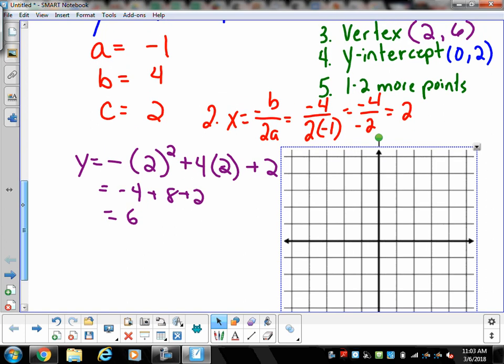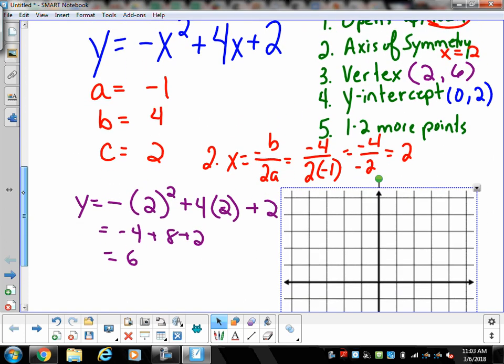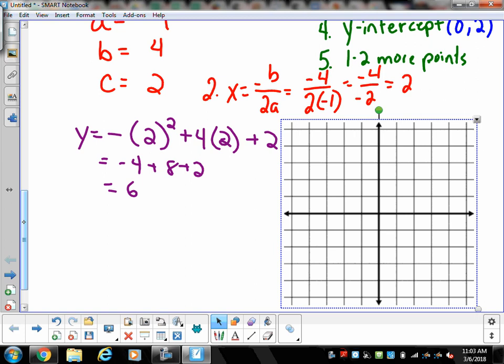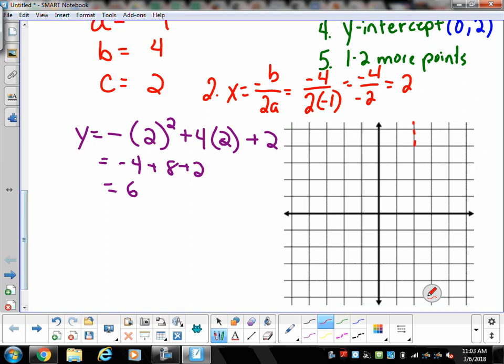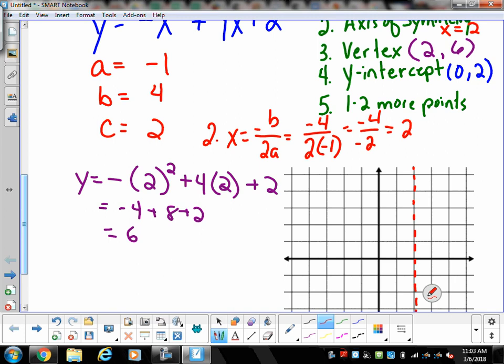Alright. So if I'm looking at my grid, we know it's going to open down. My axis of symmetry is the line x equals 2. Let me draw that on here. I'll go over to 2 on the x-axis, 1, 2, and I'll draw a vertical line through there. I know my vertex is at the point 2, 6. So on that line, 1, 2, 3, 4, 5, it's going to be actually above my grid a little bit there.